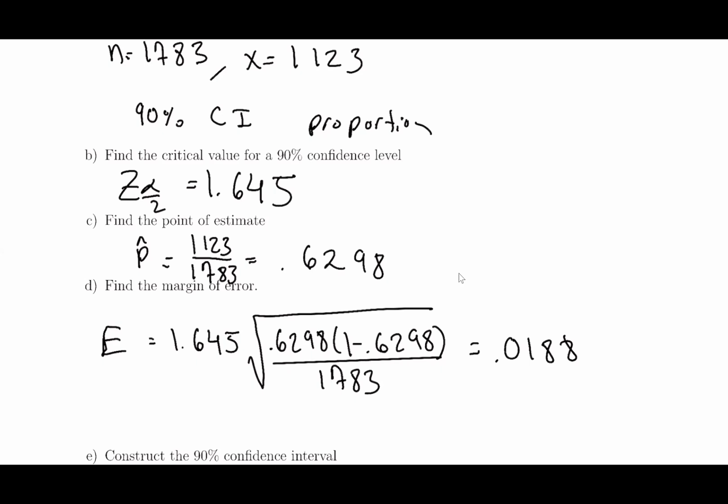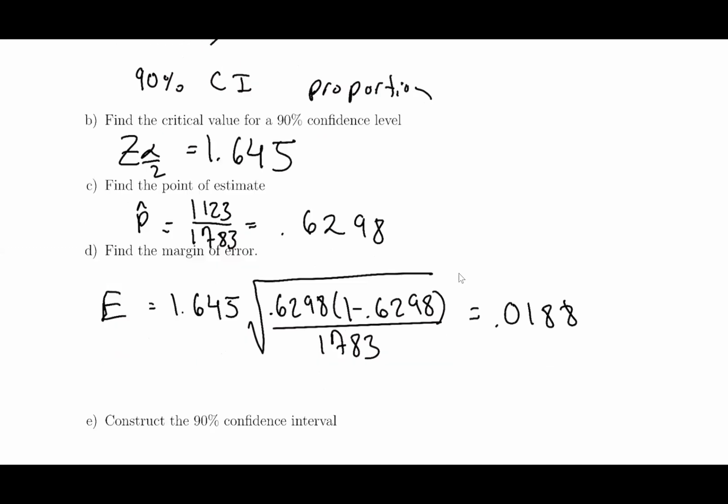That's how much we can be off by from the point of estimate. We know the point of estimate is not going to be exactly the correct answer, but the margin of error tells us how much wiggle room we have.